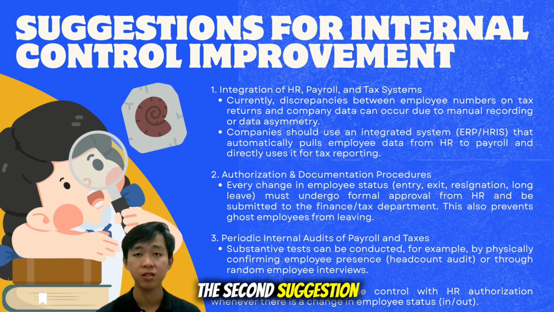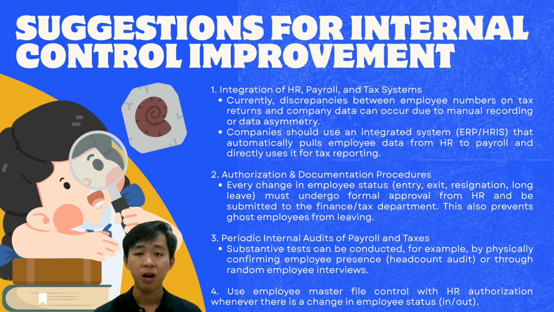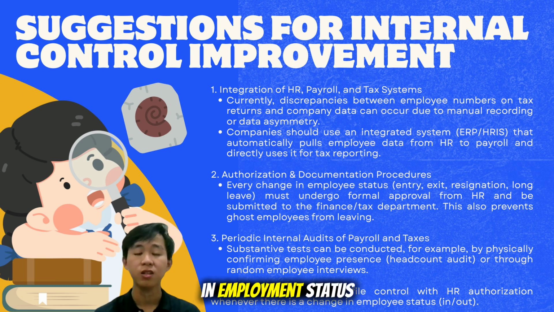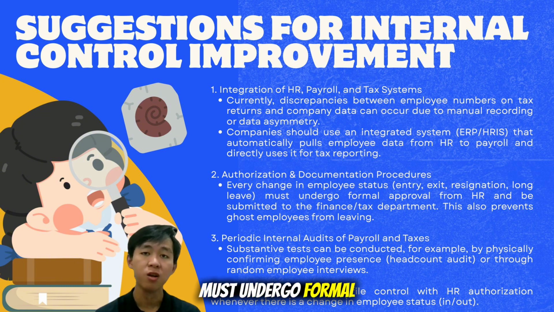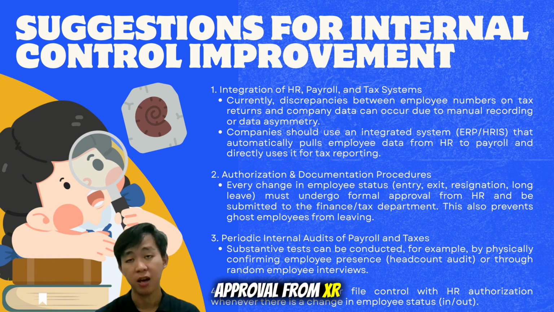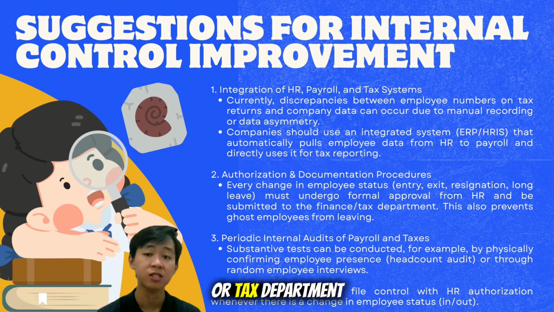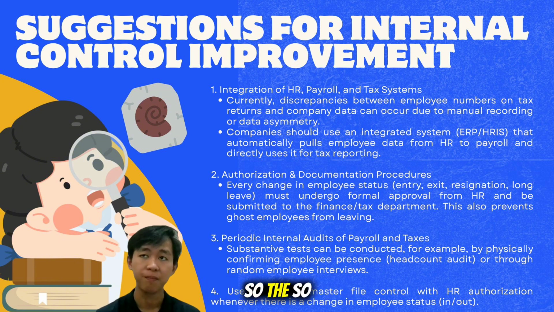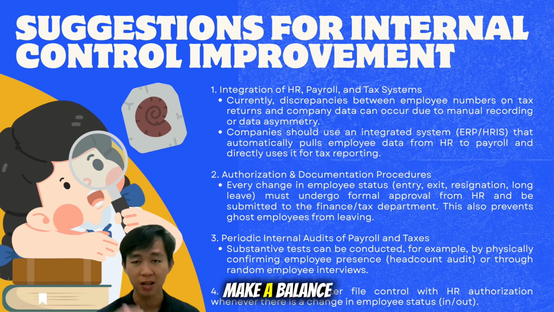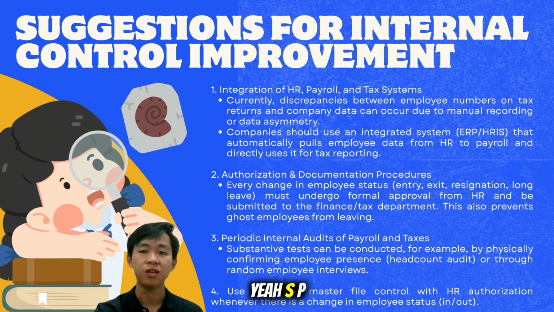Okay, and then the second suggestion is automatic authorization and documentation procedures. Every change in employment status, like entry, exit, resignation, and long leave, must undergo formal approval from HR and be submitted to the finance or tax department. The suggestion is also preventing the cost of employees leaving. So it will make a balance between the GL and the SPT.